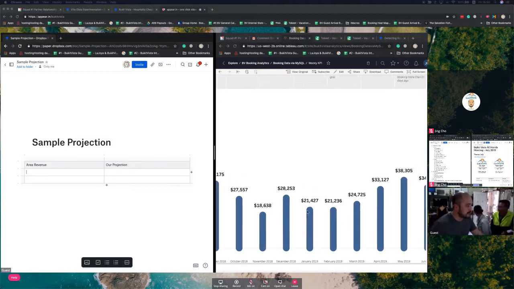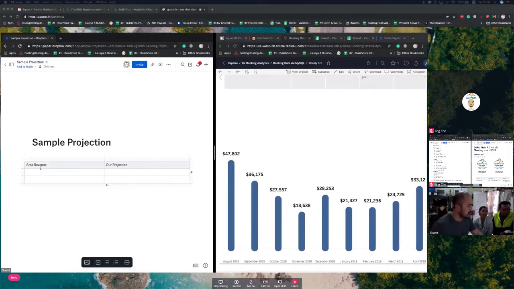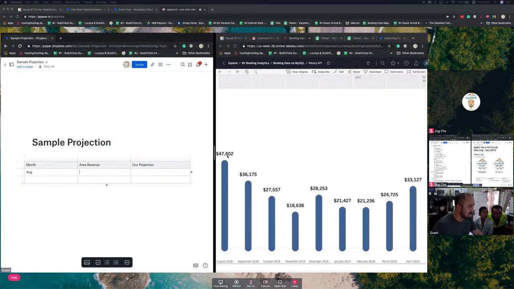Okay. So what I'm gonna do is should give me another column here. I need the month. Okay. Alright. I need you guys to read with me here. So let's say August 2018. Okay, what was the area revenue in August for Uluwatu? Is this for Luna or Uluwatu? This is for Uluwatu. Yeah, it was 47, right? Yeah. Okay, so we'll put in 47. And then for September? 36.